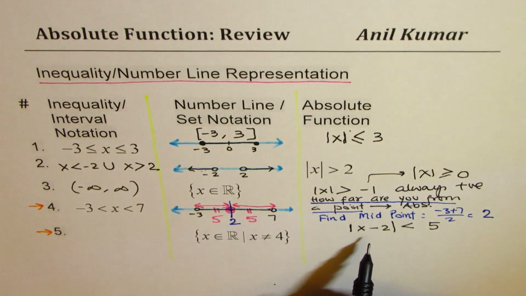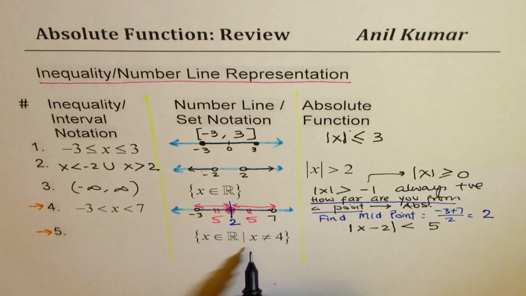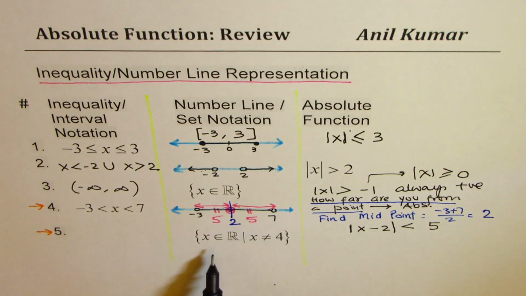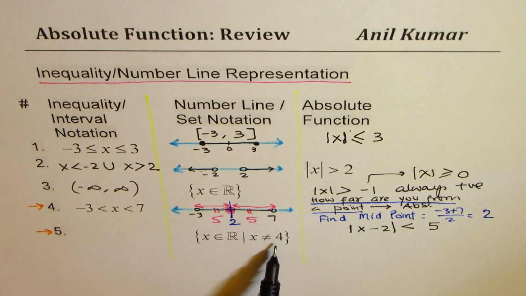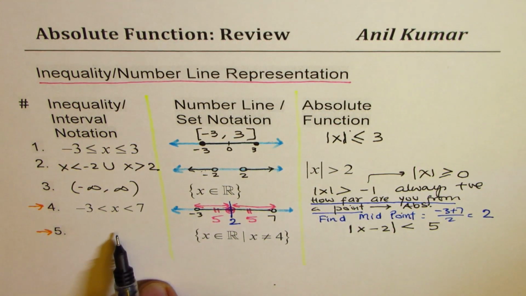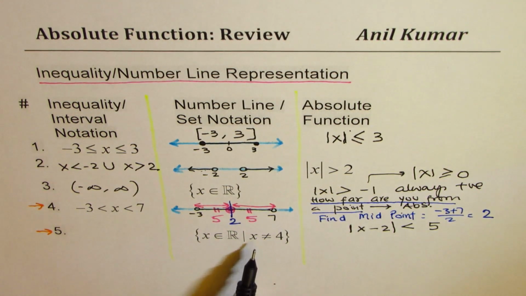Right, and now we have another extremely important question. In set form, we want to represent x belongs to real numbers, x is not equal to 4, as an absolute function. Okay, first write this in interval notation. Can you do that? That's also tricky.